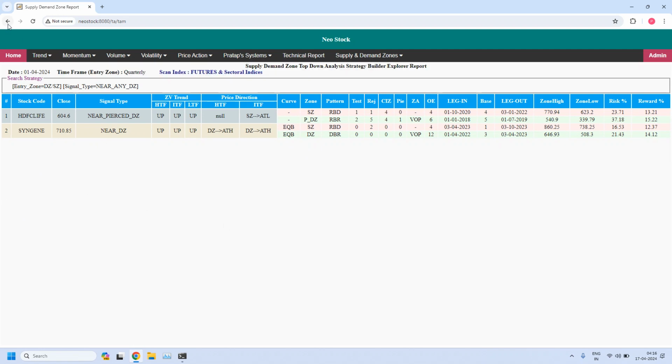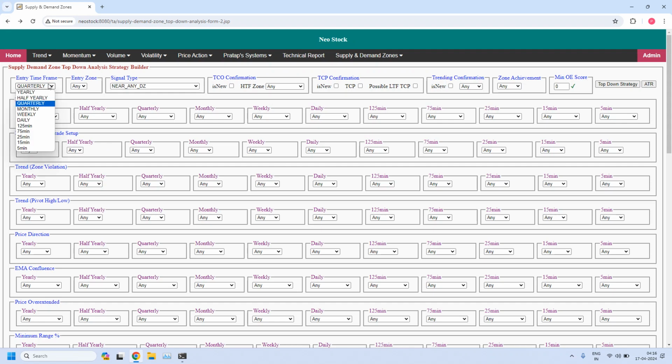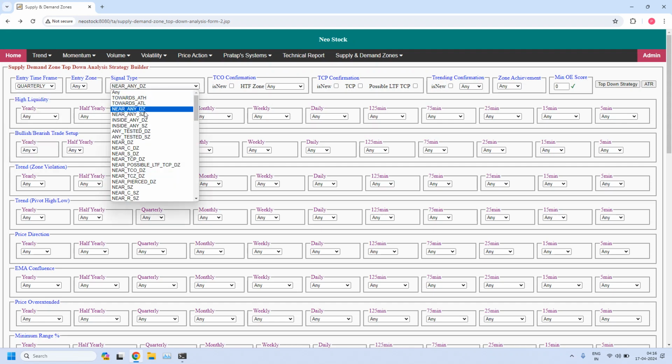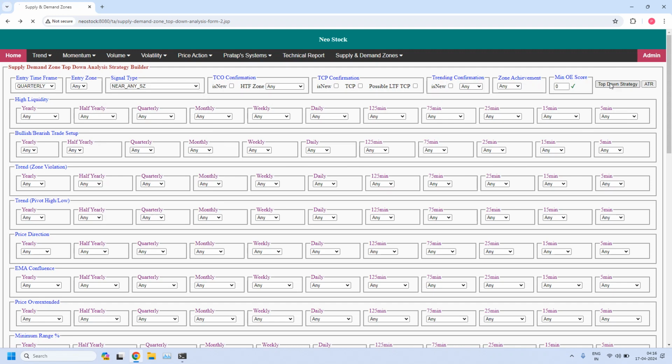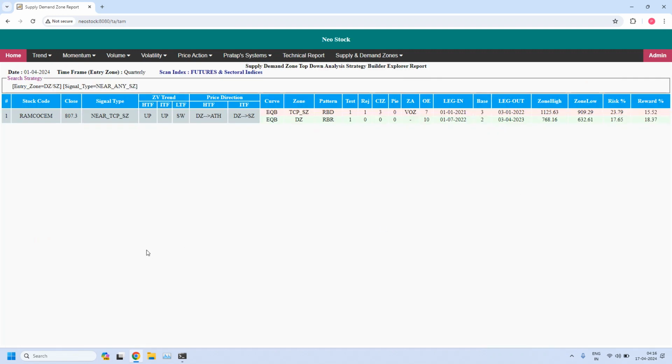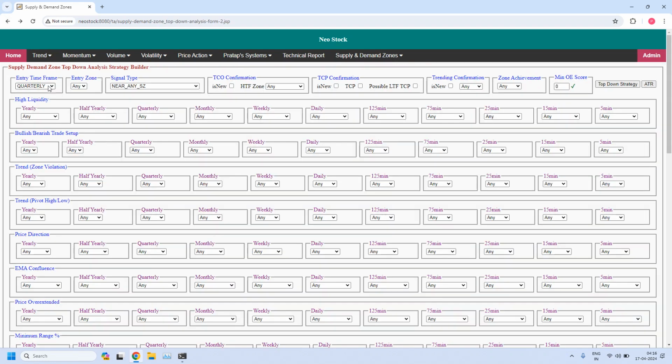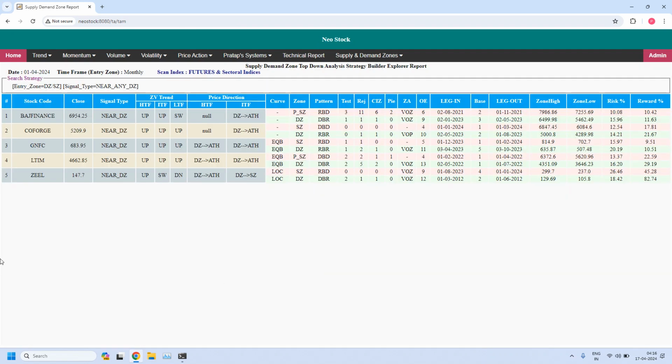So let me go back. For quarterly time frame, let us find the stocks near quarterly supply zone. So one stock is filtered, which is near to the quarterly supply zone. So let me go back. I'm changing the time frame to monthly. Let us find the stocks near monthly demand zone. So these 5 stocks are filtered, which are near to the monthly demand zone.